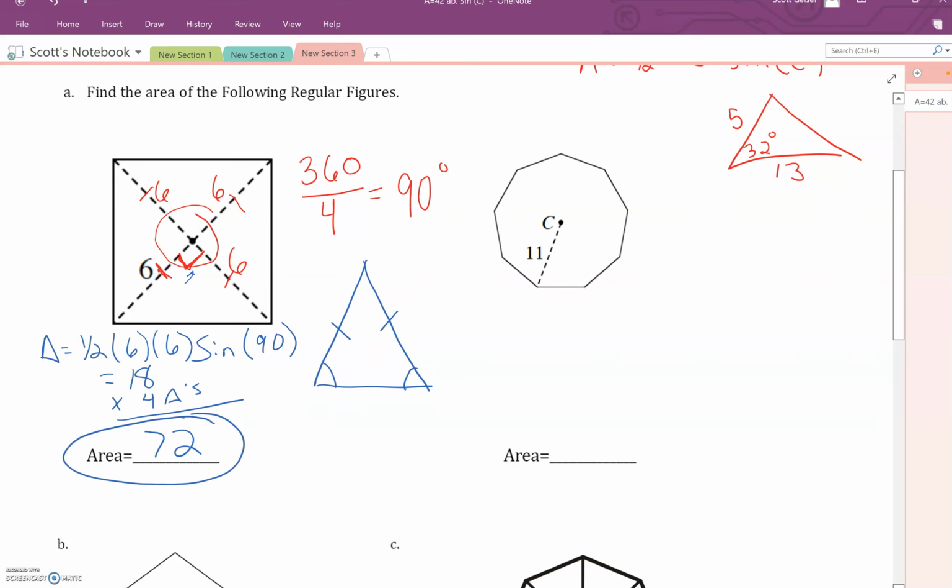Okay, so step 1, making sure that we can use this formula, because I need to have two sides with an angle in between. Then, if I have two sides with that angle in between, I should be able to find the area of one of them pretty easily, and then I multiply that by the number of triangles. So then for this next one here, I should be able to draw in these triangles from here.